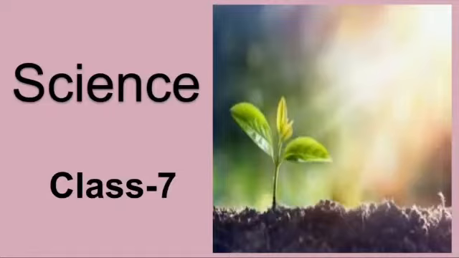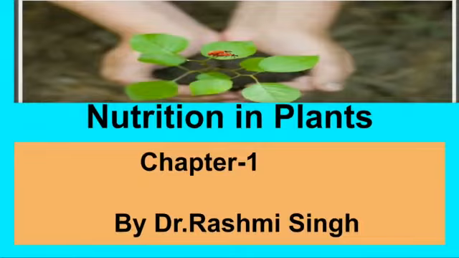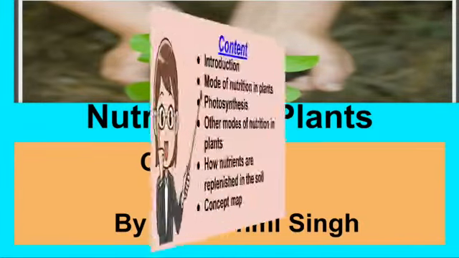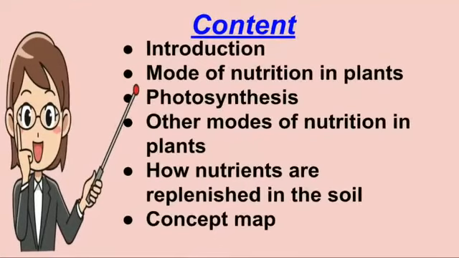Today I will be discussing the first chapter of Class 7 Science NCERT, which is Nutrition in Plants. Before moving ahead, firstly, I would like to discuss the content of the chapter. Here we will be covering topics such as Introduction, Mode of Nutrition in Plants, Photosynthesis, other modes of nutrition in plants, and how nutrients are replenished in the soil. At the last, we'll talk about the concept map.